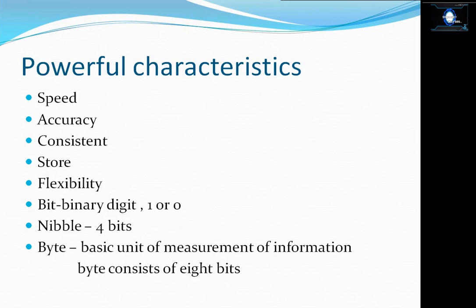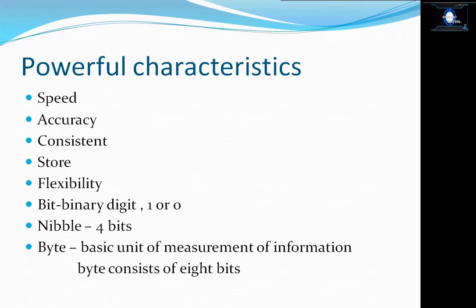Whereas going to consistency. Computers are consistent, which means for the same problem, a computer gives the same results. A computer can store a huge quantity of data and its data can be retrieved instantly. Apart from all the advantages, a computer also has one disadvantage, that is, they are not intelligent, which means a computer cannot think on its own. Whereas going to the bit, a bit is a binary digit taking a logical value of either 1 or 0. Whereas a nibble is equal to 4 bits.